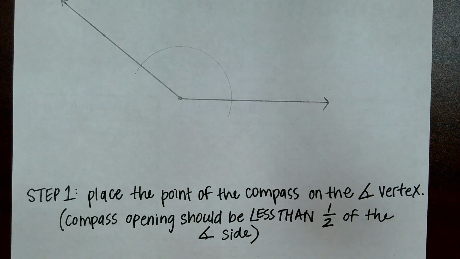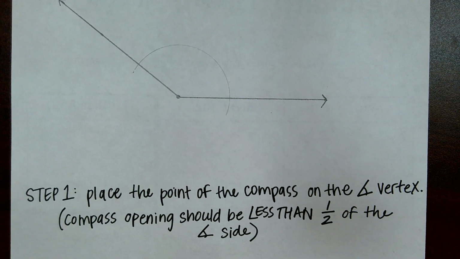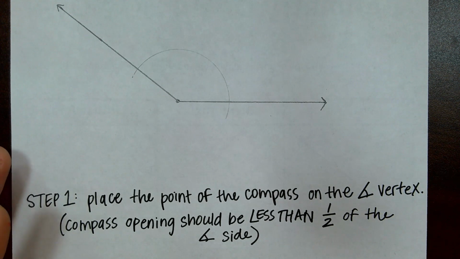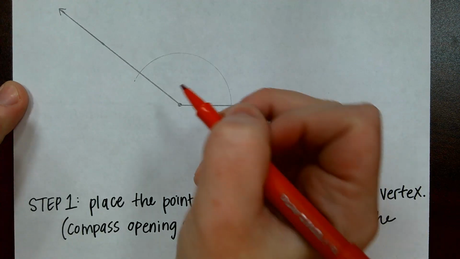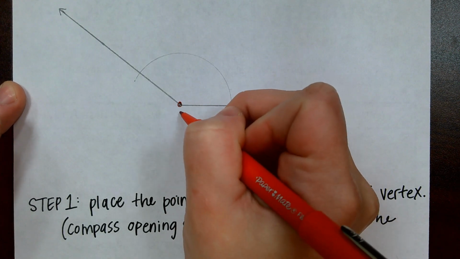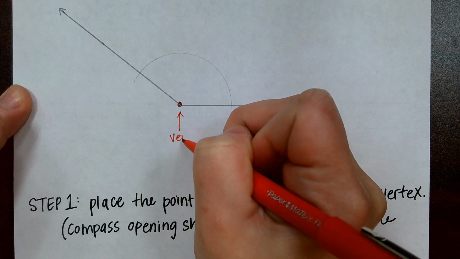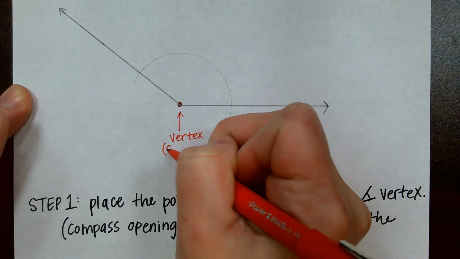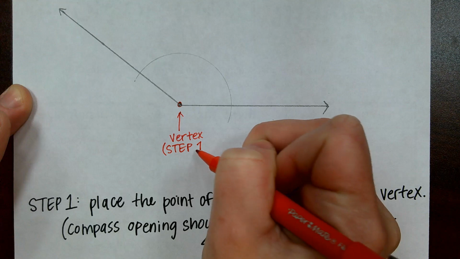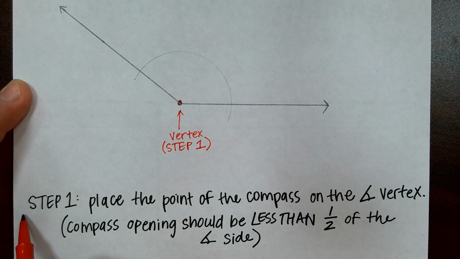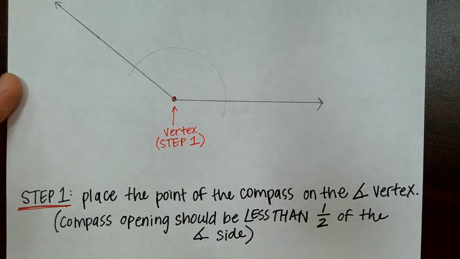Okay. So does everybody have their first arc made? Okay, that's okay. Take your time. How much is open, as long as it's less than half? Yes, as long as it's less than half of the length, it doesn't matter how big it's open. Just don't want it to be too big. I'm also gonna label this as my vertex.